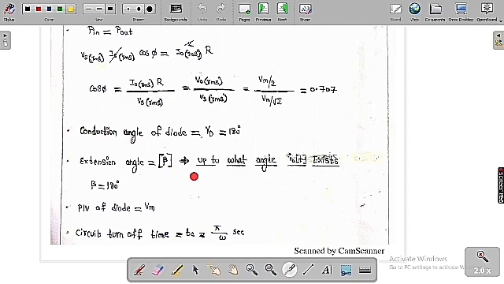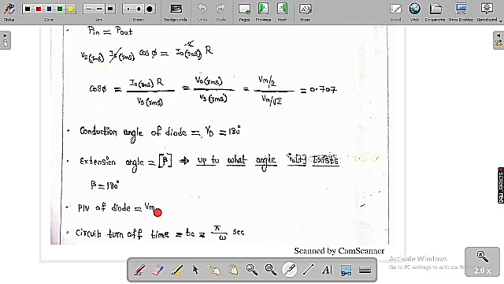So therefore we can say that the extension angle, simply the angle up to which the load current exists, is beta equal to 180 degrees. So only up to 180 degrees the current is going to be present. So the extension angle is equal to 180 degrees and the peak inverse voltage of the diode is equal to Vm.